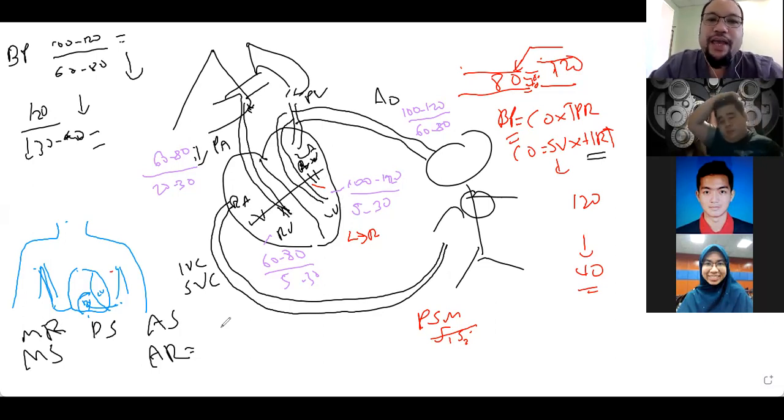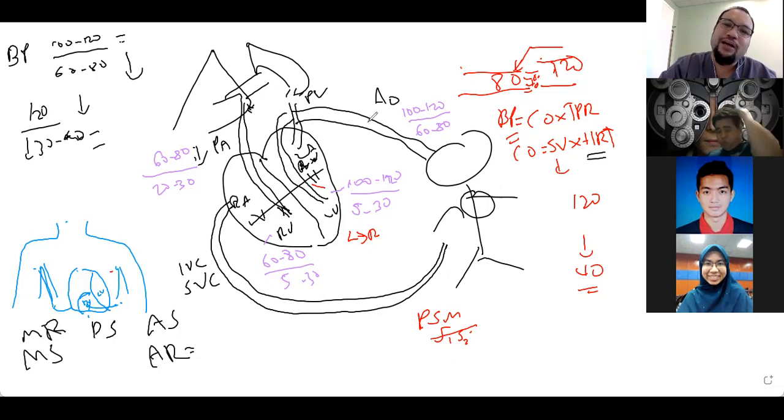Okay. How about AR? So AR, systolic ke diastolic? Diastolic. Sebab masa systolic memanglah blood kena pass through aortic valve kan? So tak adalah bunyi. So masa diastolic sepatutnya aortic valve ni tutup, so fluid daripada aorta tak patah balik. Sekarang ni ada regurgitation. So fluid daripada aorta patah balik. So what happens to your blood pressure sekarang?